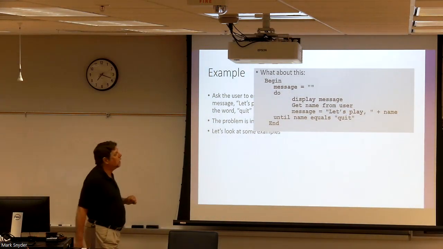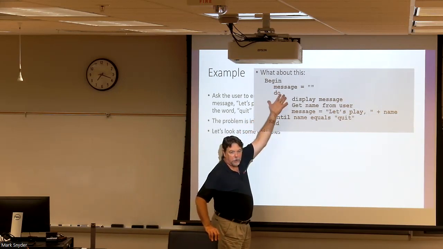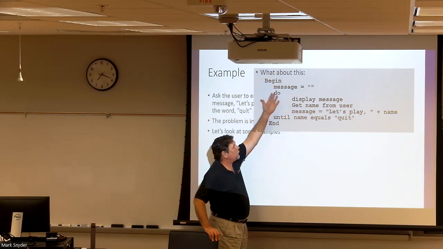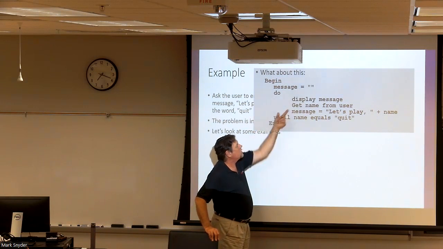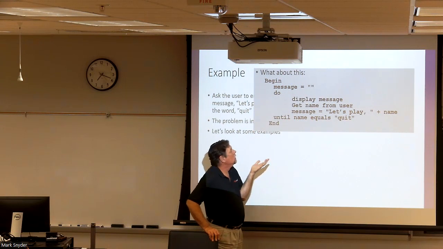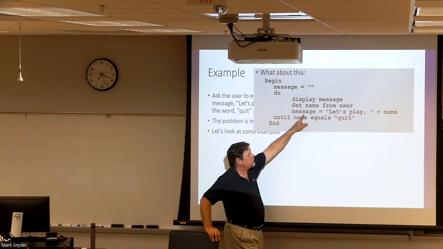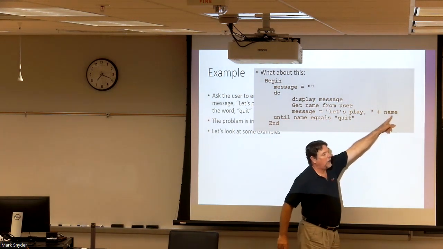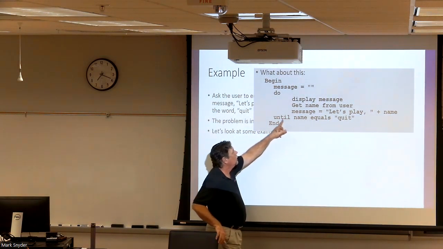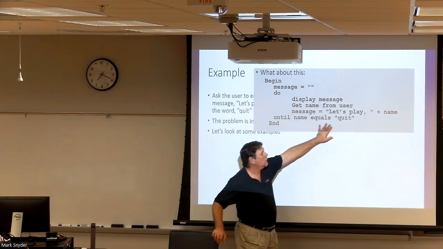Here's another one. Set the message equal to blank. I'm doing it a different way, right? Set the message equal to blank. Display the message, huh? Well, the message is blank, so I don't have a message. Okay, whatever. Get a name from the user. Set the message equal to let's play and the name they entered. And keep going until name equals quit.